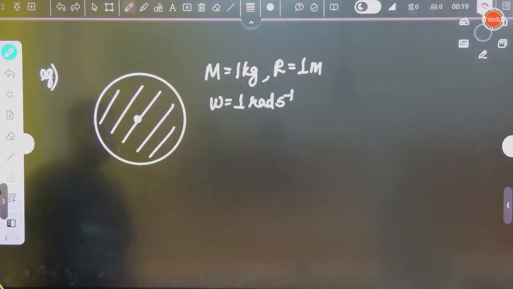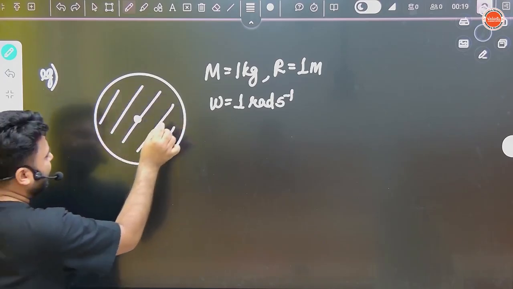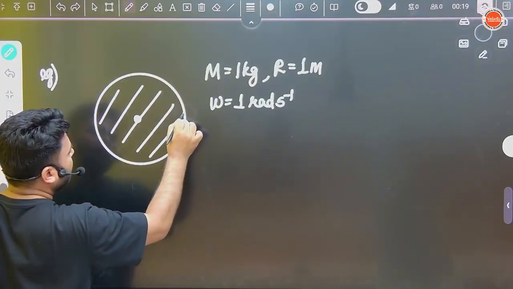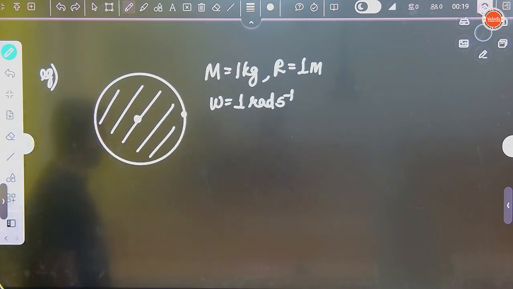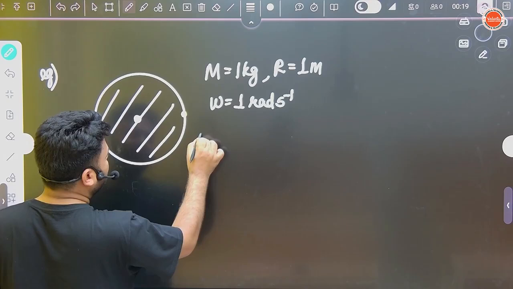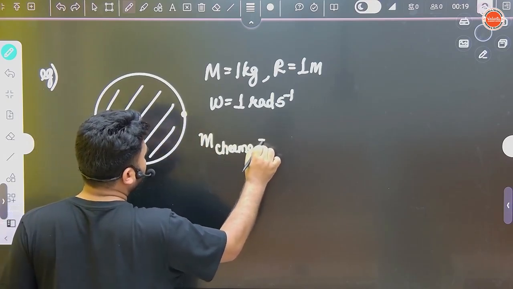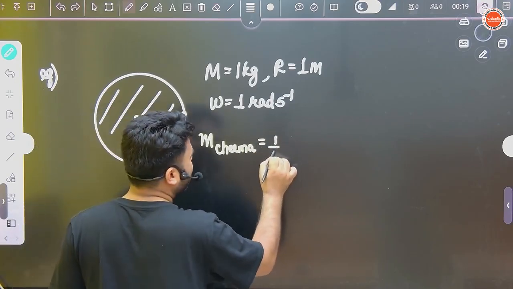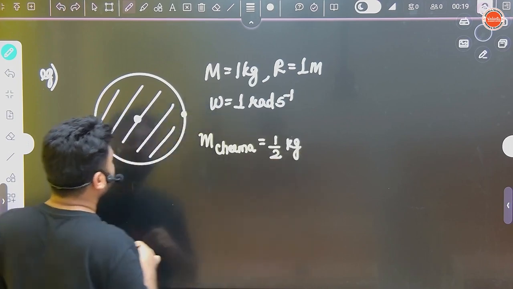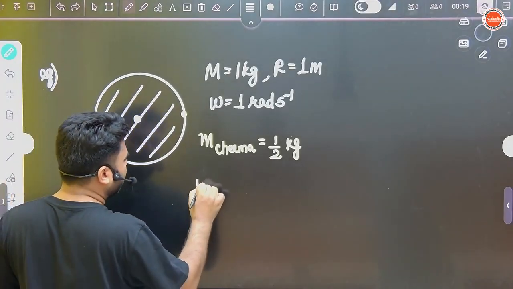Now what we do, we gently put, so this CD is rotating. We gently put one chima here, at this side. Correct? Mass of the chima is half kg. Very heavy chima, half kg, suppose. So if we gently put it, what will be the final angular velocity of the system?